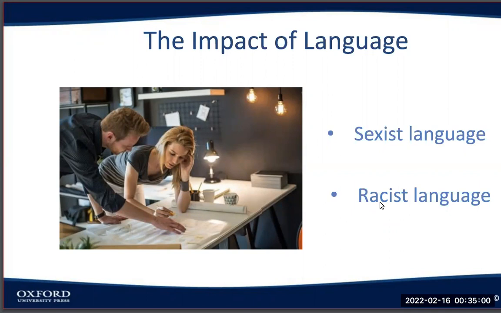And then racist language reflects a worldview that classifies members of one racial group as superior and the others as inferior. A first step in avoiding unintentionally racist language is eliminating potentially offensive labels.